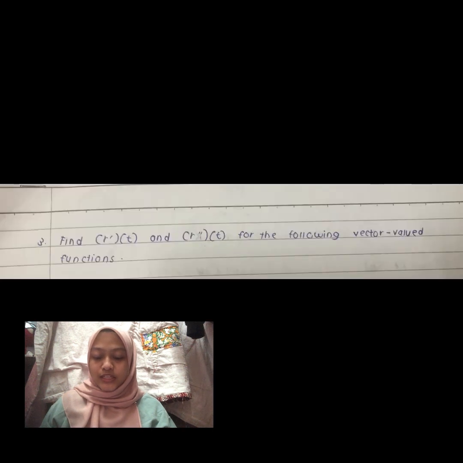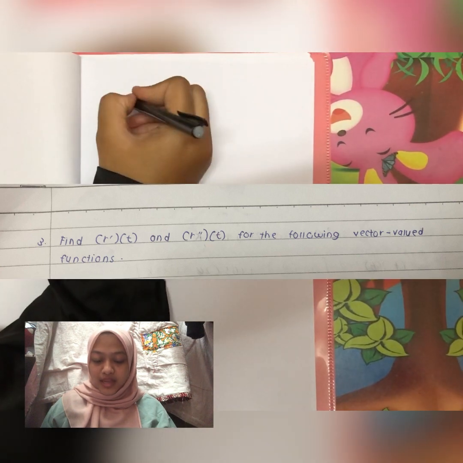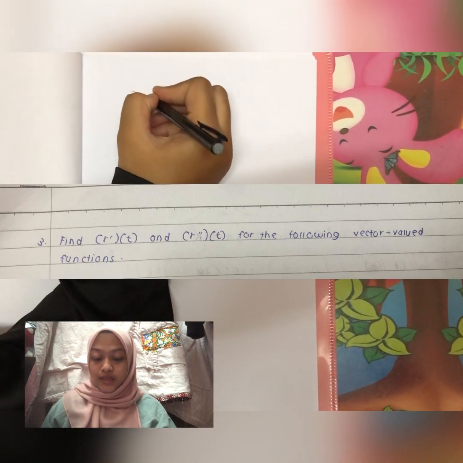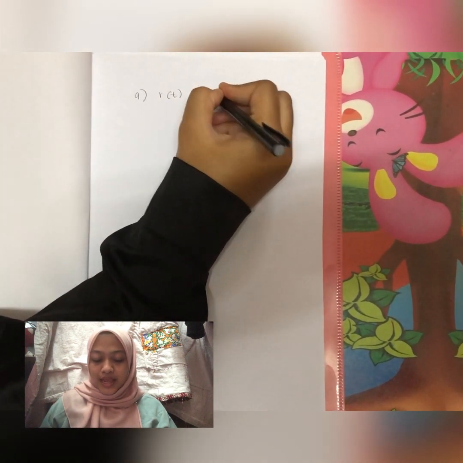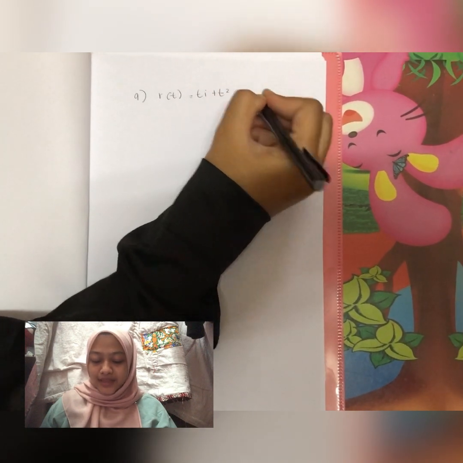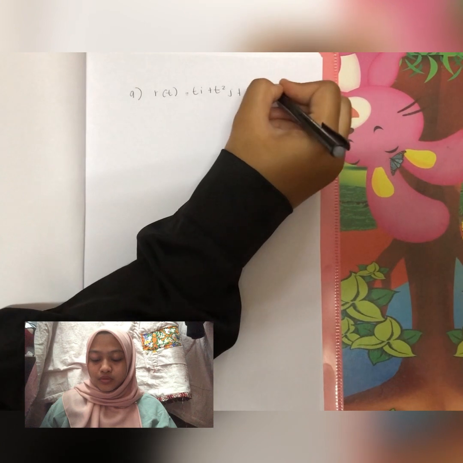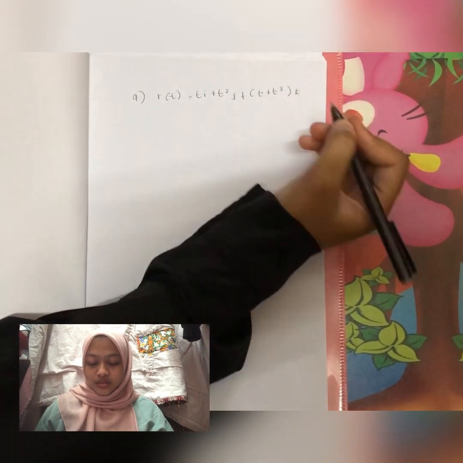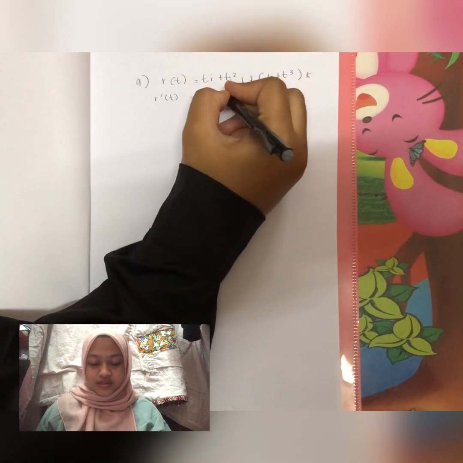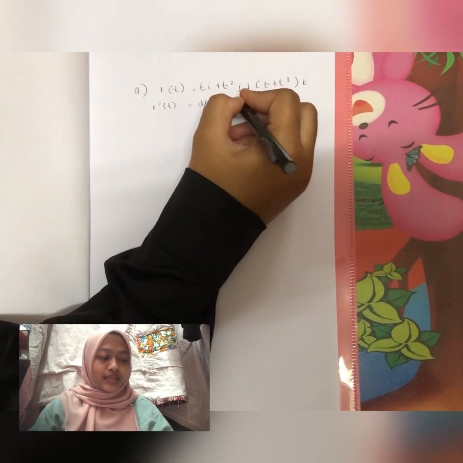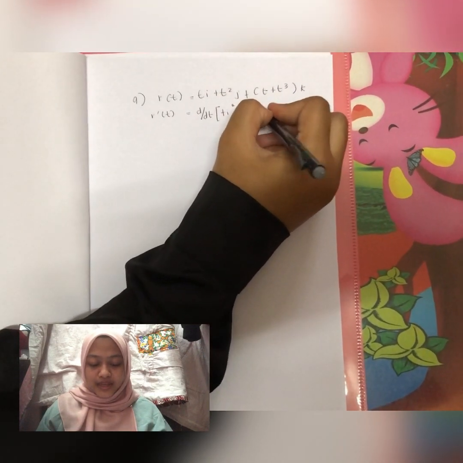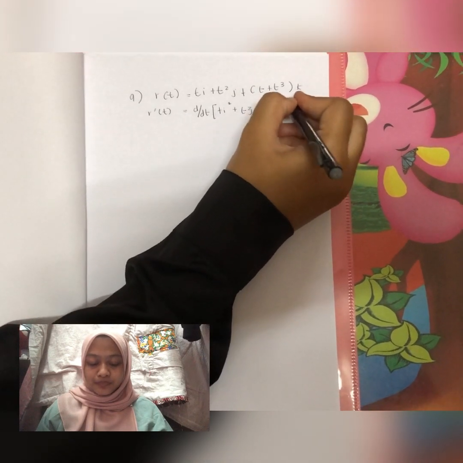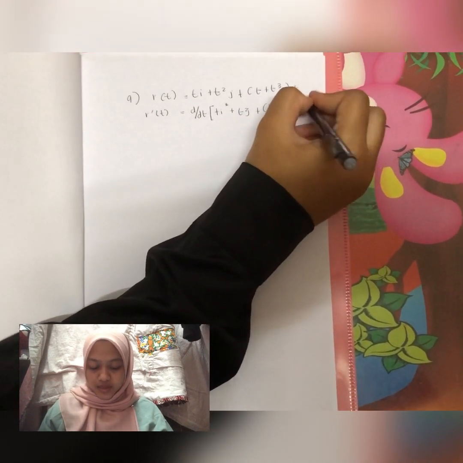Okay, first I would like to explain question 3, which asks us to find r prime t and r double prime t for the following vector valued function. A: r(t) equals ti plus t squared j plus (t plus t cubed)k. First, write d over dt of (ti plus t squared j plus (t plus t cubed)k).